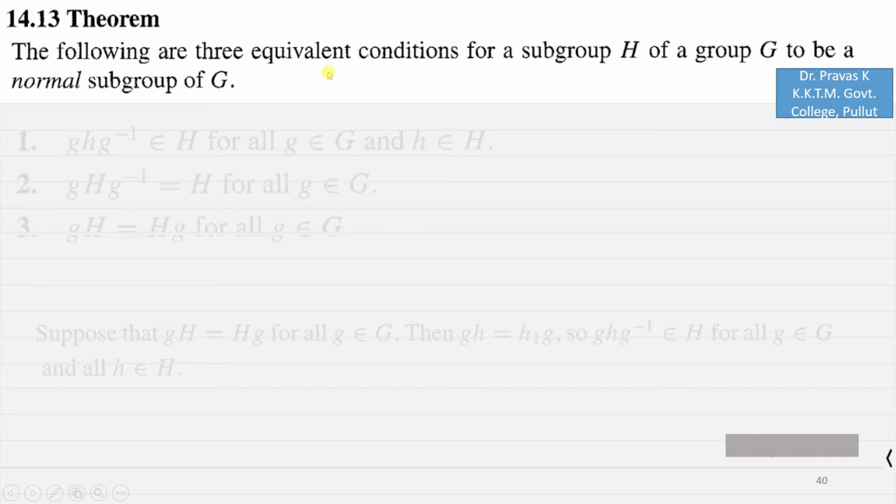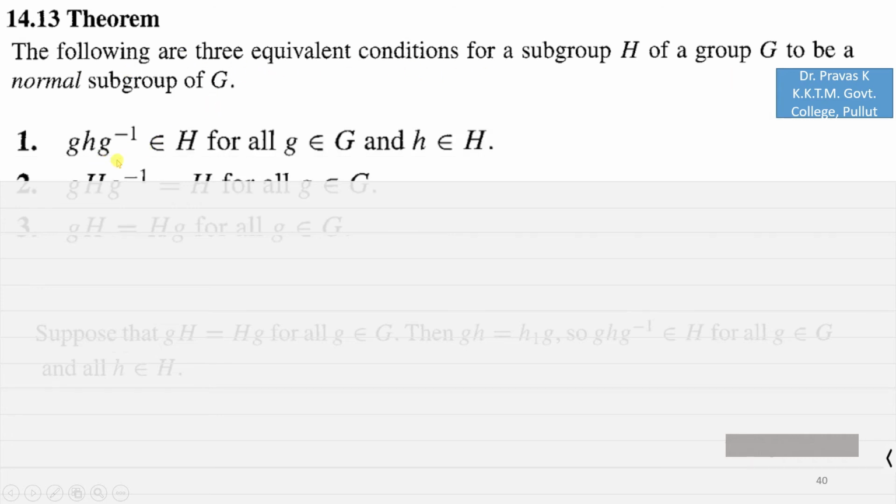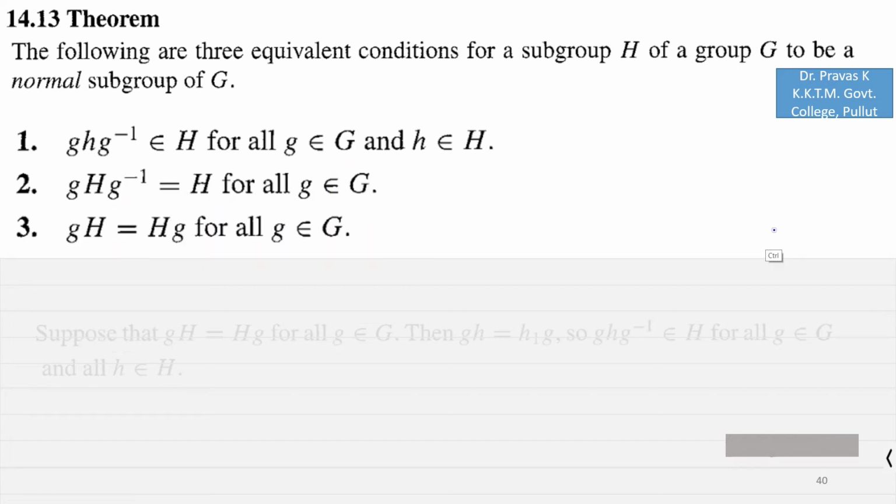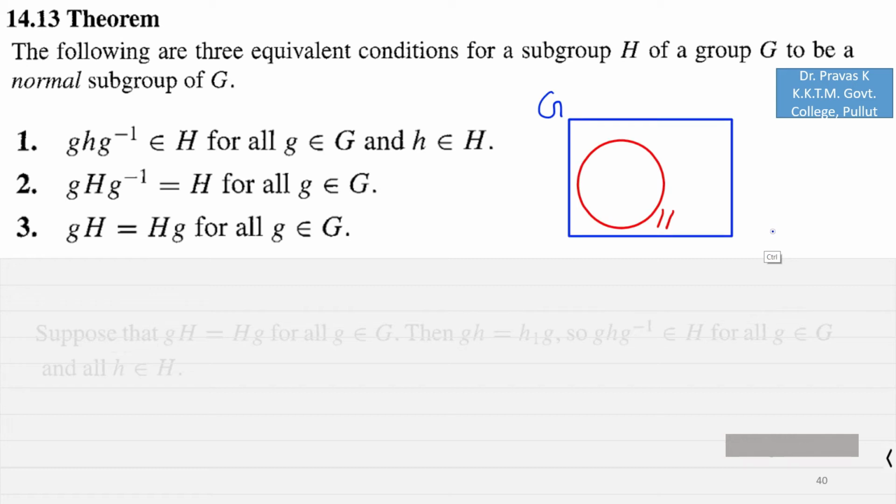We now see another theorem which gives us three equivalent conditions for a subgroup H to be a normal subgroup of G. The first one is g h g inverse is an element of H for every g in capital G and h in capital H. Second one is g H g inverse is equal to capital H for every g in G. And the third one is gH is equal to Hg for all g in capital G.